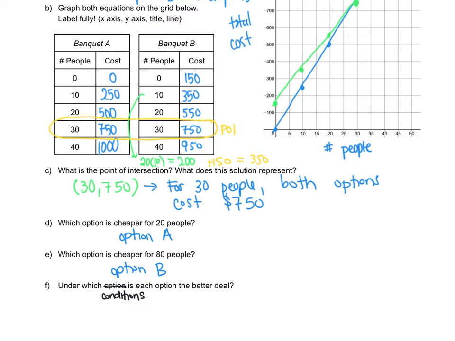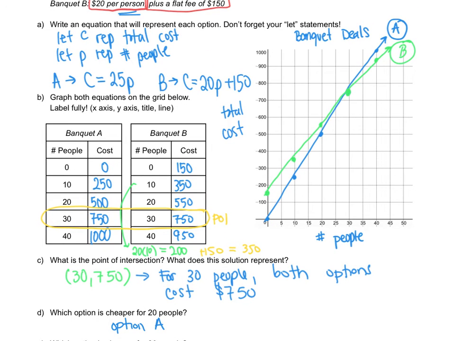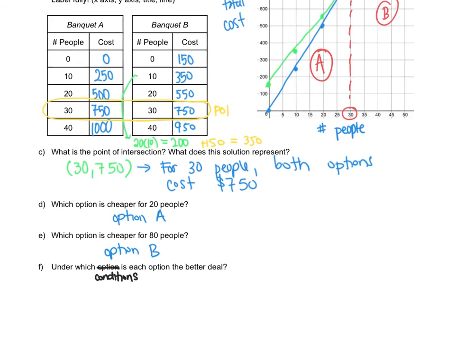And finally, under which conditions is each option the better deal? So looking at my graph here, it's all going to depend on this point of intersection. So what's happening to the left of it, what's happening to the right of it. When we are less than 30 people, because that's where our point of intersection is, line A is below, which means it's the cheaper option. When I go past 30 people, B is now the smaller line. It has the smaller cost. So option B is the better deal. So that's how we should be reading our graph for the better deals.